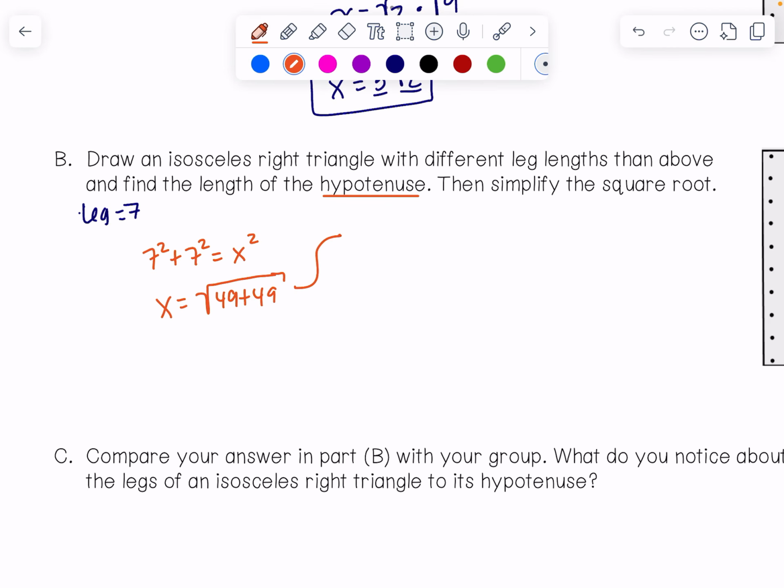Once again, I really like this idea of saying, oh, that means x is equal to the square root of 2 49s. When I do it this way, I can once again see that this is the square root of 2 times the square root of 49. Why is this super useful? Well, because we know the square root of 49 is 7.